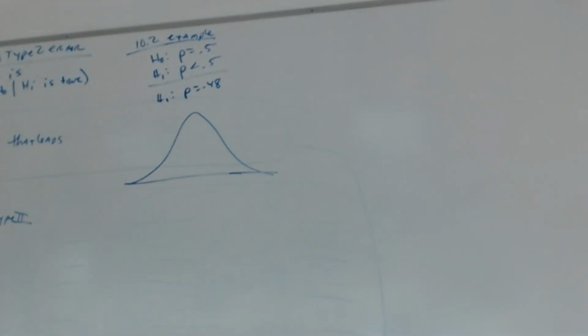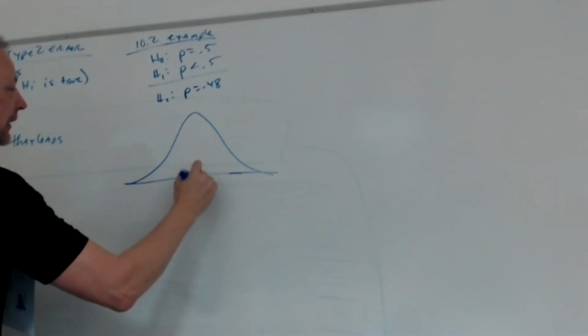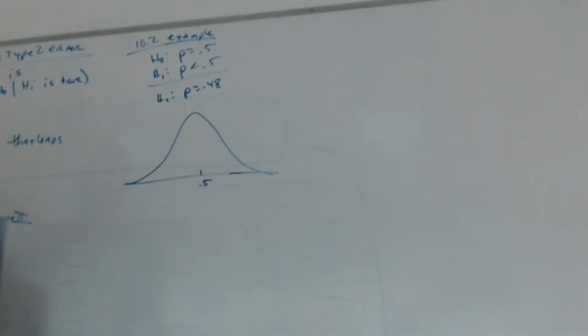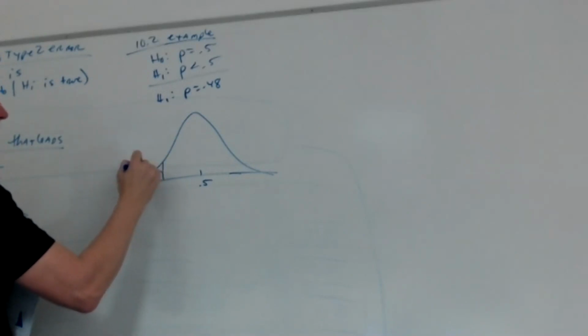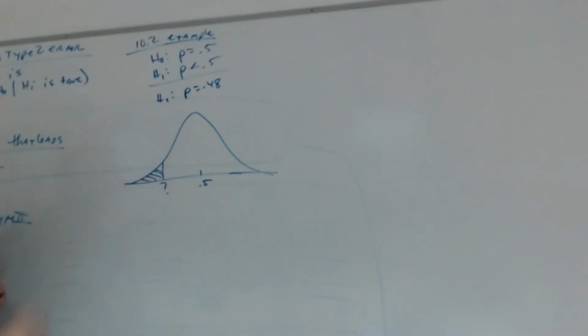0.5. Okay? All right, so we've got this here. Now, we need to find the values that lead to reject the null. Is this a one or a two-tailed test? It's a one-tailed test. It's a left-tailed test. So I want to find whatever this value is. How do I find that value? We're going to assume our alpha is 0.05.